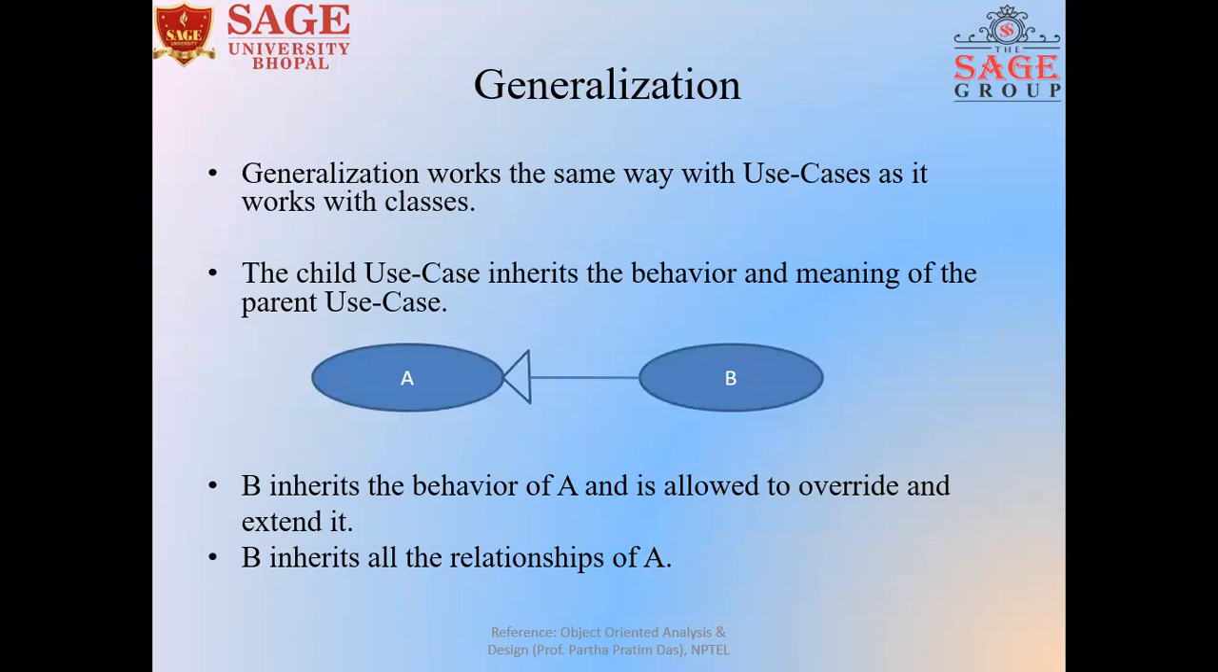And the third type of relationship is generalization. Generalization works the same way with use cases as it works with classes. The child use case inherits the behavior and meaning of the parent use case. So in this case, you can see B inherits the behavior of A and is allowed to override and extend it. And B inherits all the relationships of A.